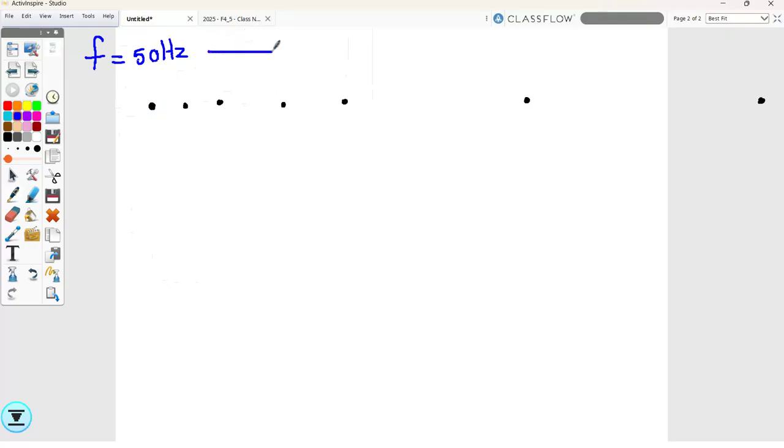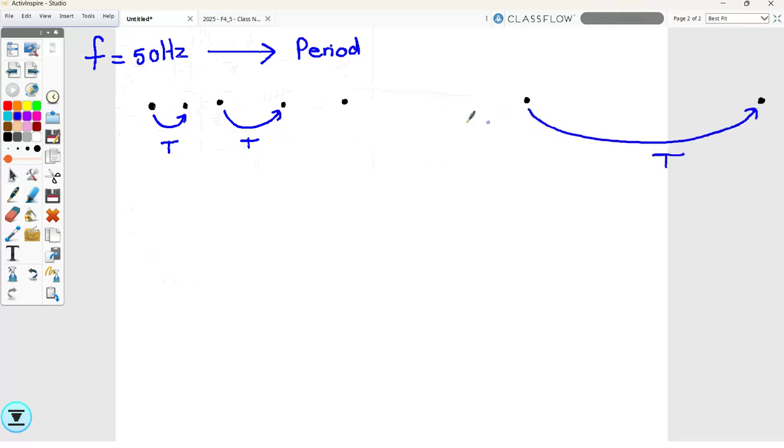So your first step is always to go and get the period. The period is always the time taken from the one dot to the next dot. So from there to there, that's the period. And from there to there, that's the period. And from there to there, that's the period. Those times are constant.